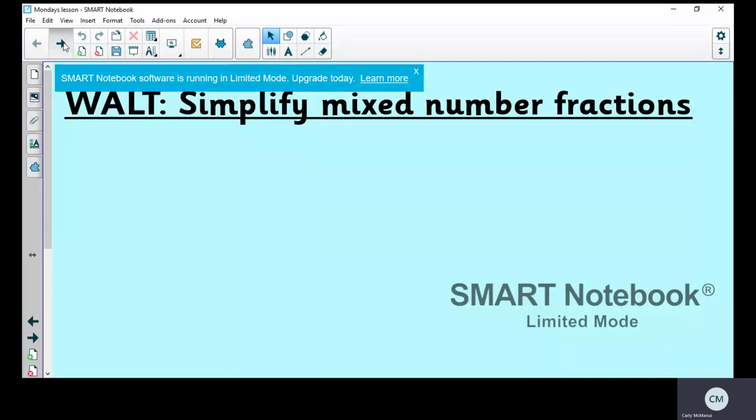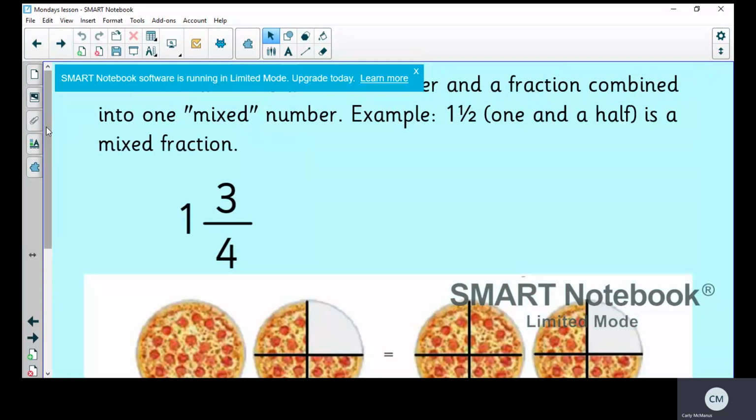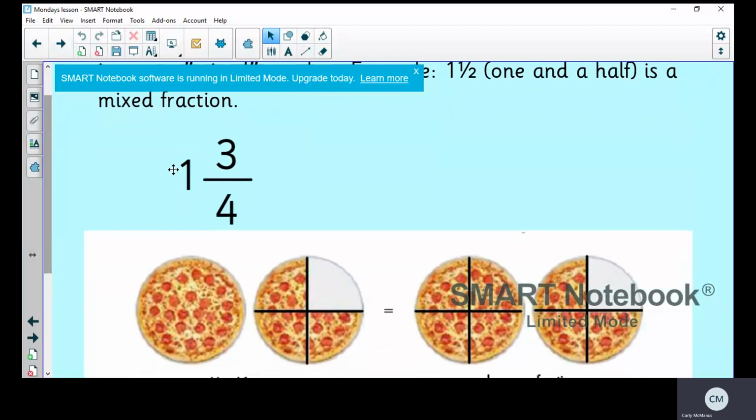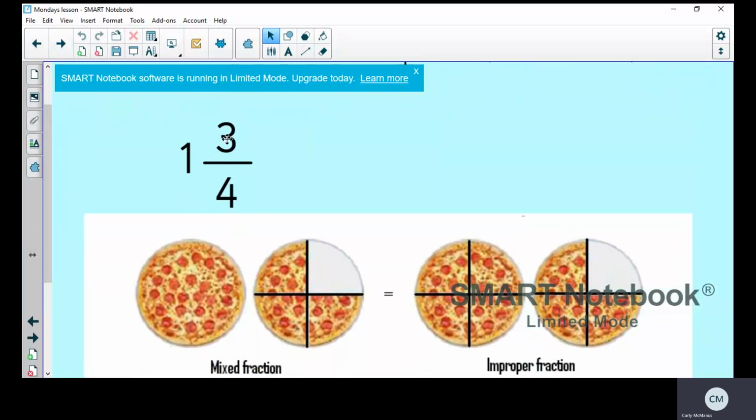So just to recap what a mixed number fraction is, it's when you've got a whole number, so something that hasn't been split into parts, and then you've got a fraction, which is when you're looking just at part of a whole. So you've got the picture here to show you. We've got 1 whole and 3/4. So you've got a whole pizza, and then you've got a pizza split.